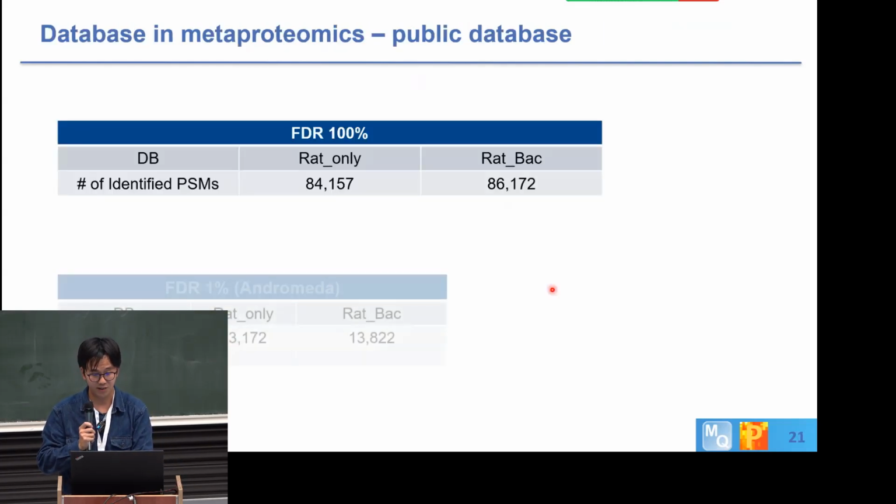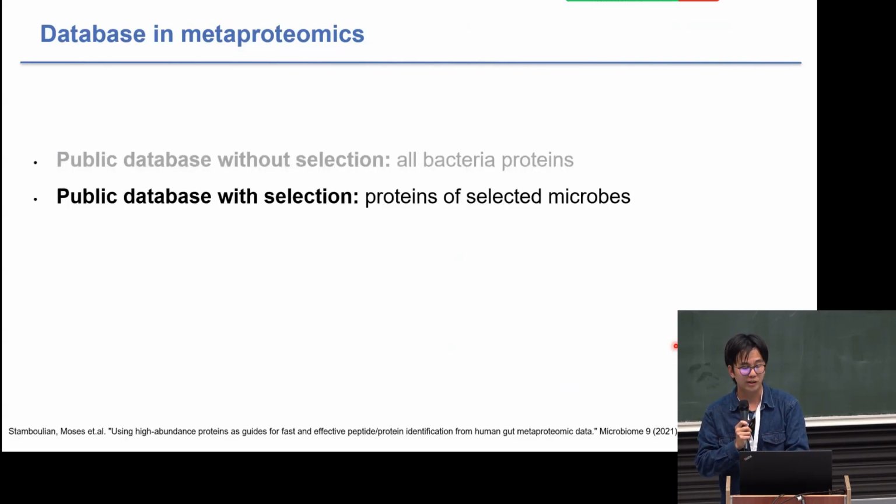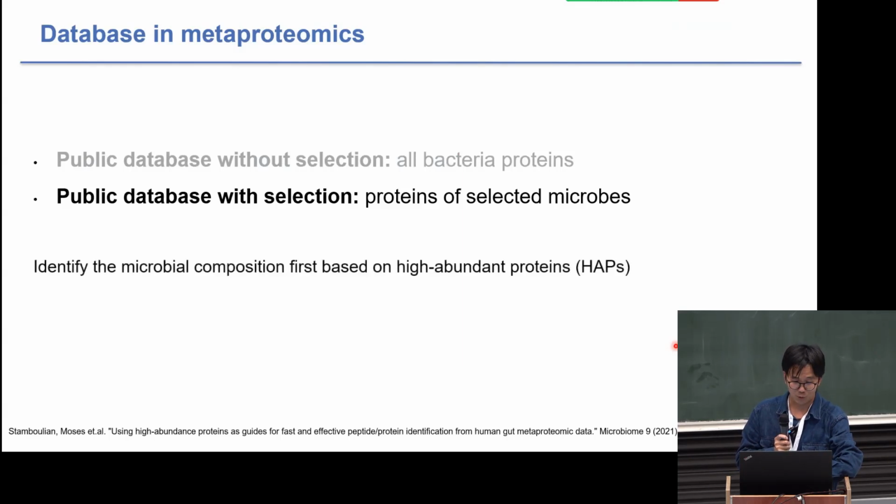So in this case, if we take a look at the detail of how these PSMs come about, you can see for the reverse part, almost all of them come from the bacterial part, the redundant part. So we don't really recommend you to use all the proteins from the public database without any selection. Then there is another method to overcome this problem, which is to select certain proteins from certain microorganisms.